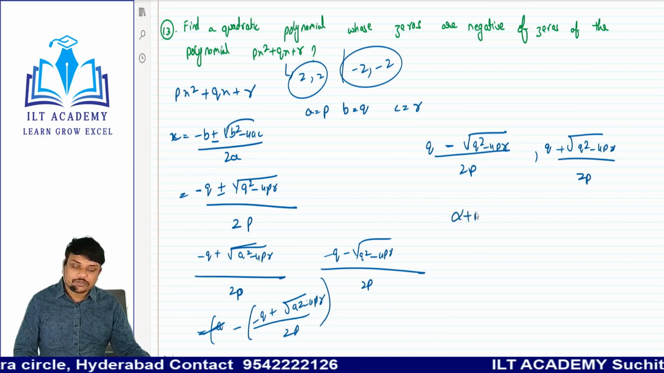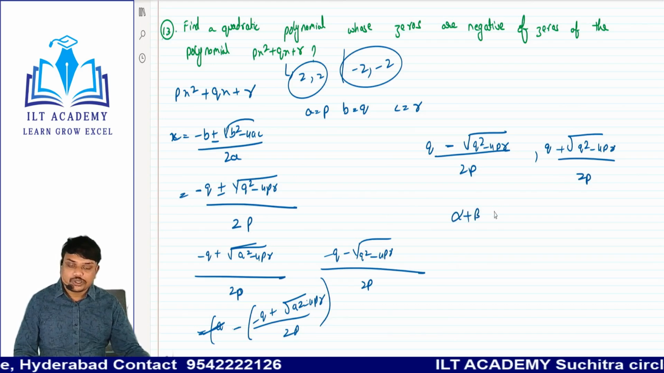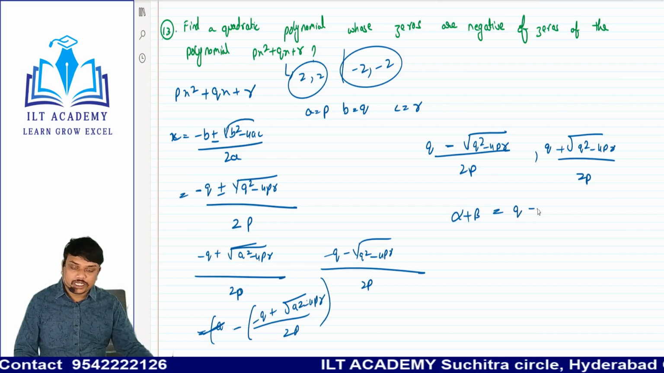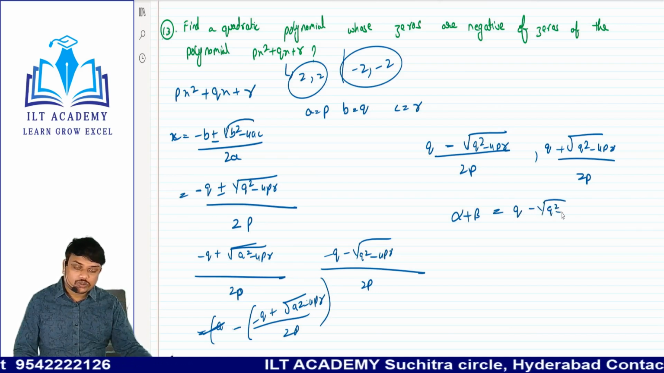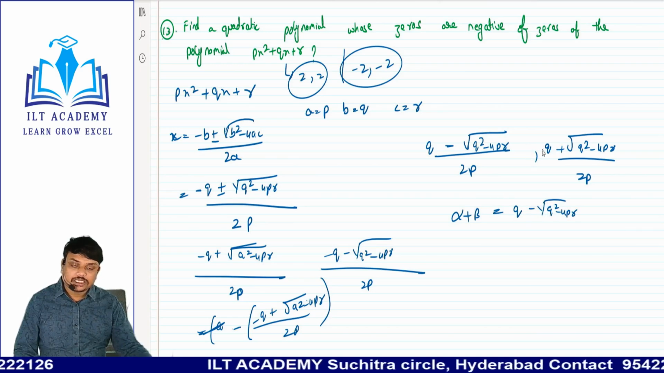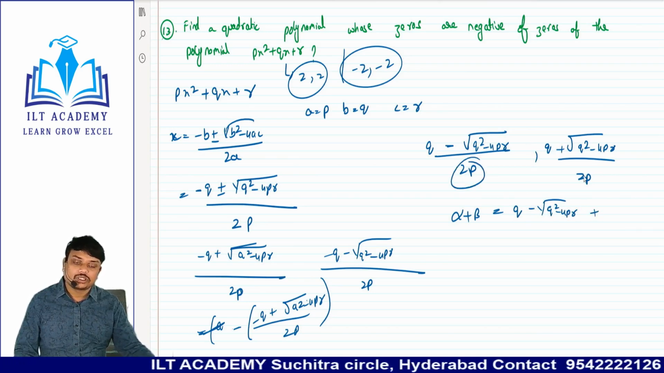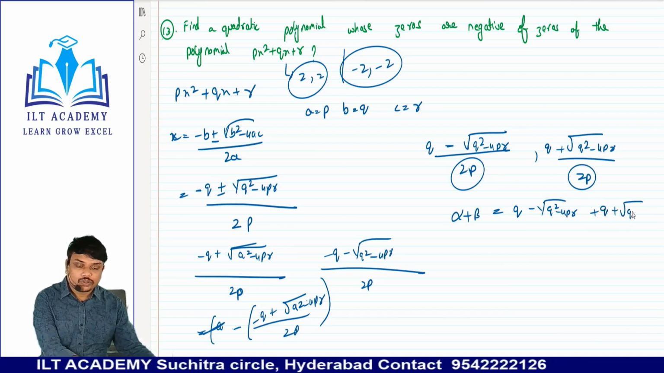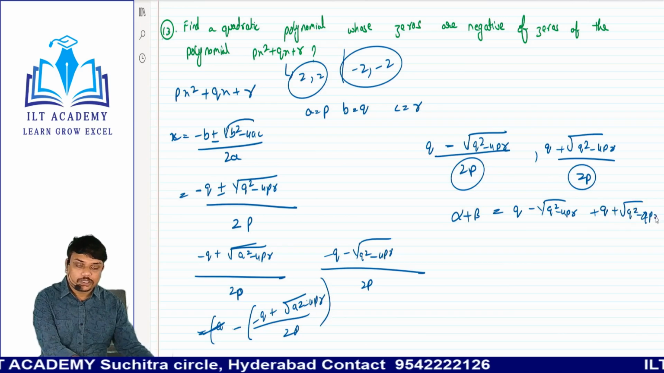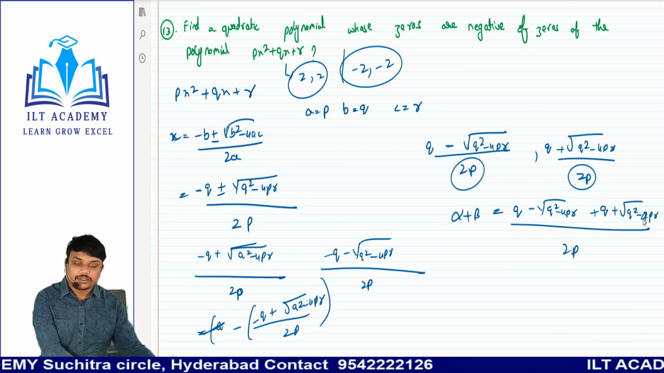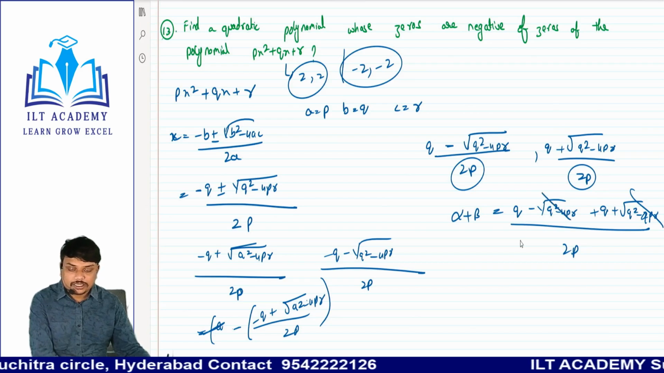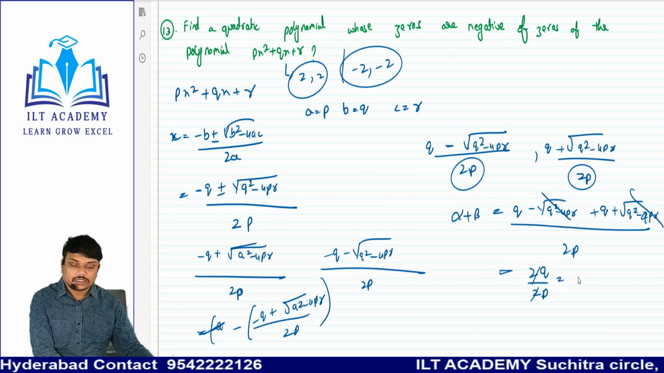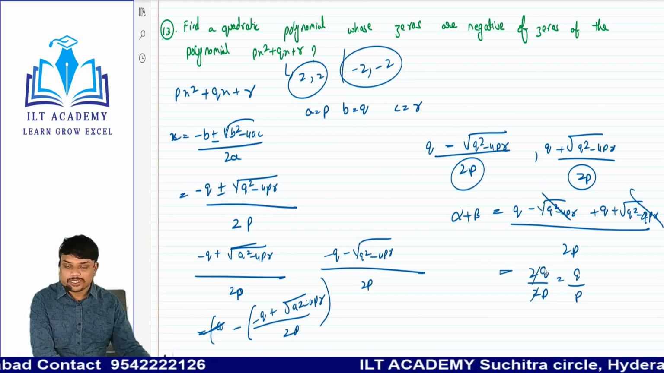Now how to find the quadratic polynomial? First we need alpha plus beta and alpha beta. Alpha plus beta is q minus under root q square minus 4pr plus this. The denominator is the same, so I can add directly: 2q upon 2p, the 2 cancels. So alpha plus beta is equal to q upon p.